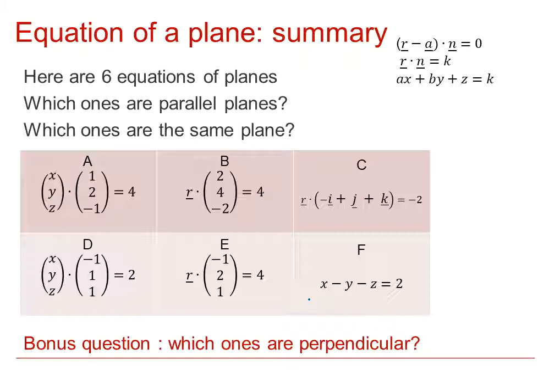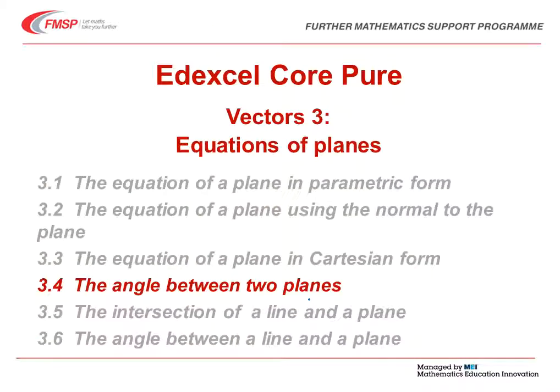Identical planes will have normal vectors which are identical or scalar multiples of each other, but there will be a common point as well. A further challenge for you is, if you know the normal vectors to your planes, can you identify which planes are perpendicular to each other? In the next session we're going to be looking at the angle between two planes.